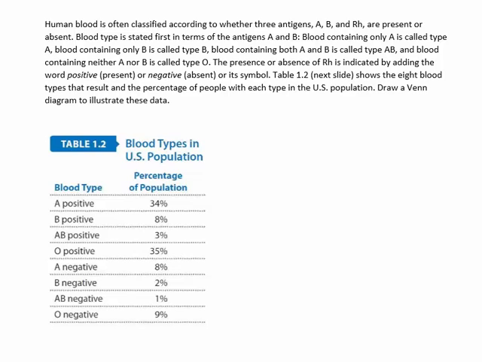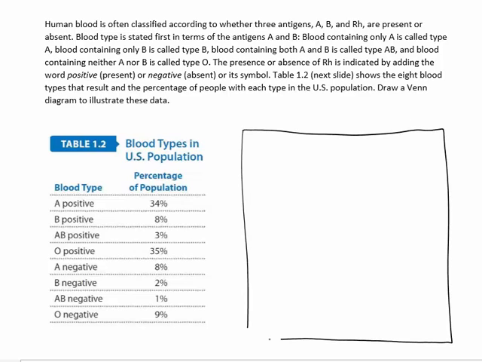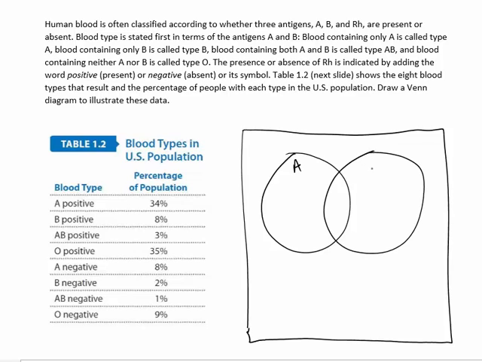Okay, so we got to think about what our overall categories would be here. So it's possible for a person to have type A blood, and it's possible for someone to have type B blood, so there's got to be an overlap. And then it's also possible for someone to not be A or B, and that would be O.